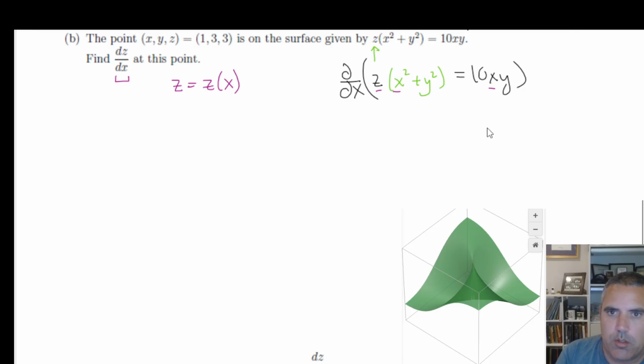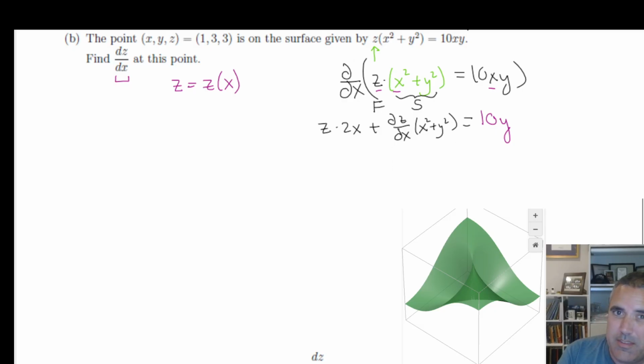Okay, so on the right, we're just going to get 10y. And on the left, we're going to do the product rule. This is the first, this is the second. It's a product, and there's a variable on each side. So it's the first times the derivative of the second, which is 2x, because x is our only variable there. And then the second times the derivative of the first. The derivative of the first is dz dx. That's the part where the implicit comes into play. And at this moment, you could solve for dz dx. That's perfectly fine. dz dx is going to be 10y minus 2xz.